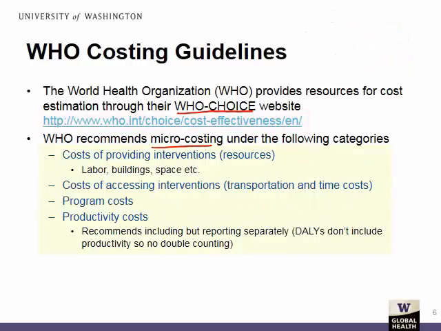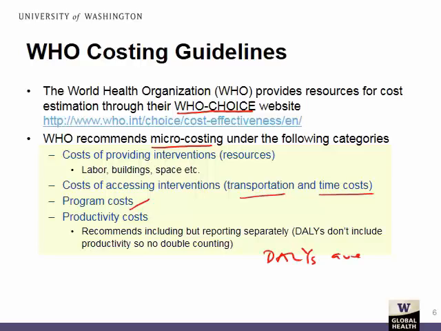You have costs of providing interventions or resources like labor, buildings, and space. Then you have costs of accessing interventions, transportation and time costs. So these are direct and medical costs. Then you have program costs, and then you have productivity costs. And it recommends including these ones separately because WHO generally uses DALYs averted as the outcome measure.